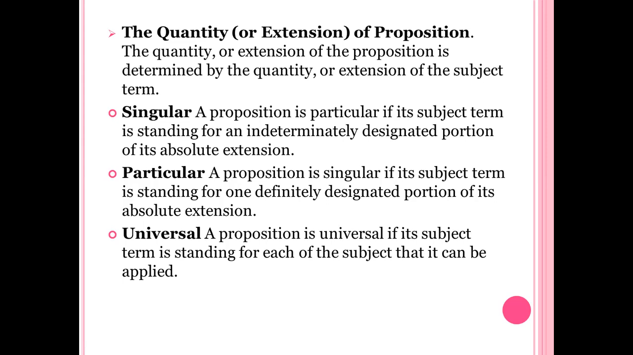So for particular, indeterminately, and for singular, one definitely designated portion. And for universal, once again, a proposition is universal if its subject term is standing for each of the subjects to which it can be applied. Basically, for singular, particular, and universal, we have some signs again that we could use to determine whether the term or proposition is singular, particular, or universal.